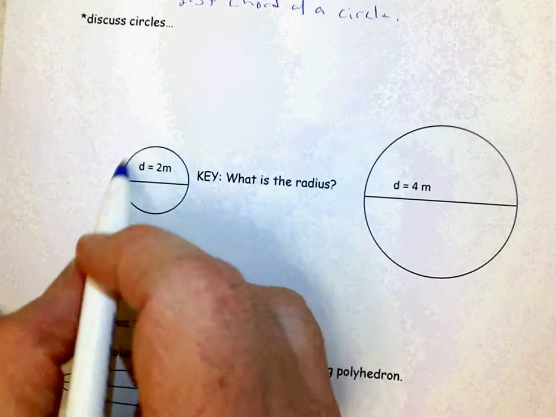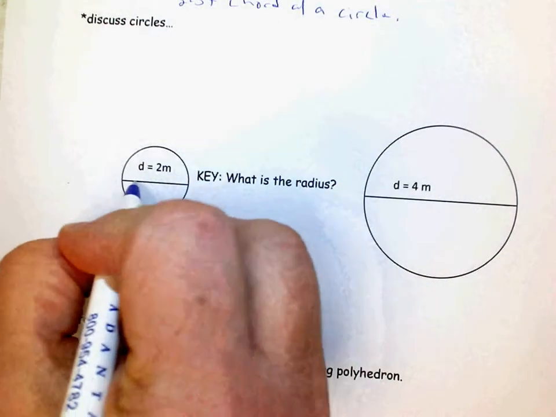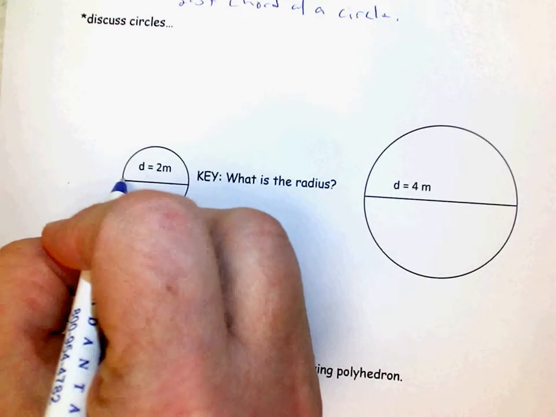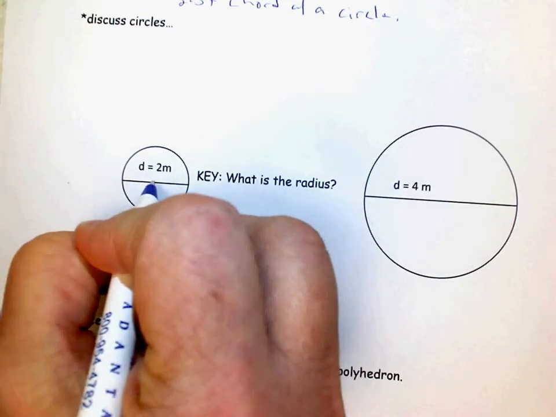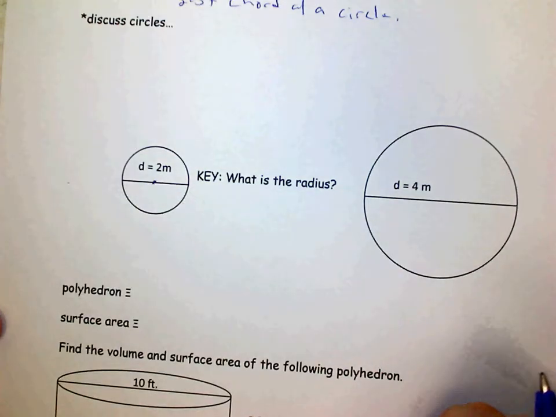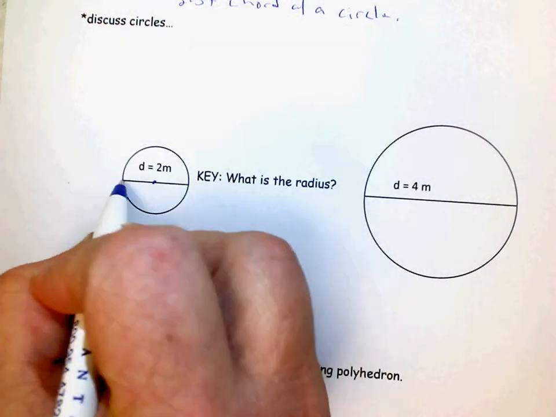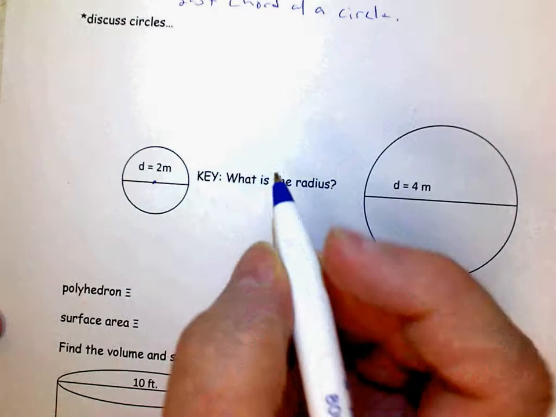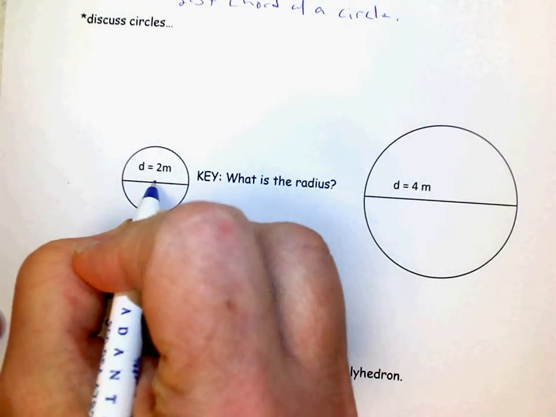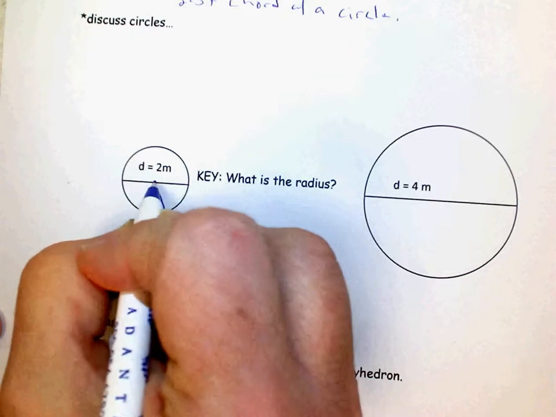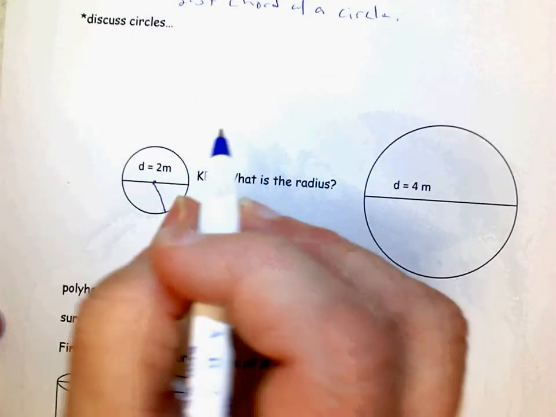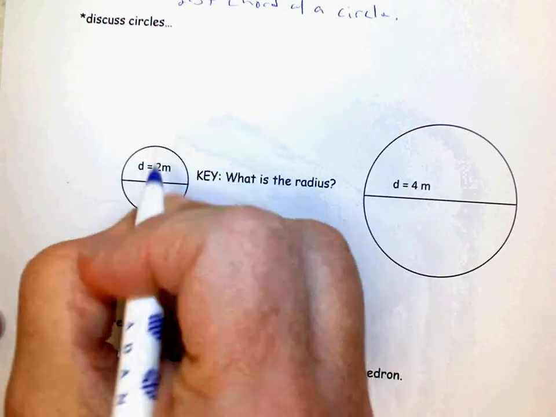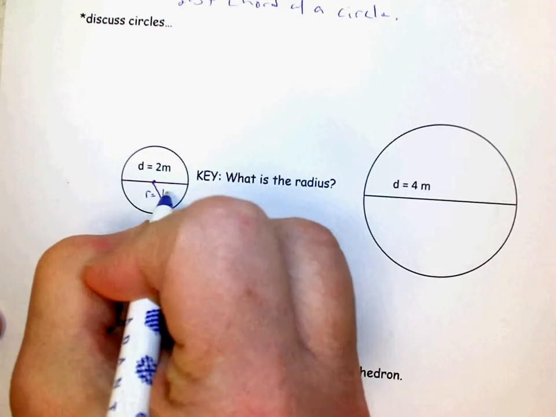If you look at these two circles, they're round. This chord is the diameter. It means it goes from circle to circle through the center. So if the diameter is the whole distance from one side of the circle to the other side of the circle, then radius is half of that because it only goes from the center to the circle. So if this diameter from all the way across is 2 meters, then your radius is half of that, so it's 1 meter.